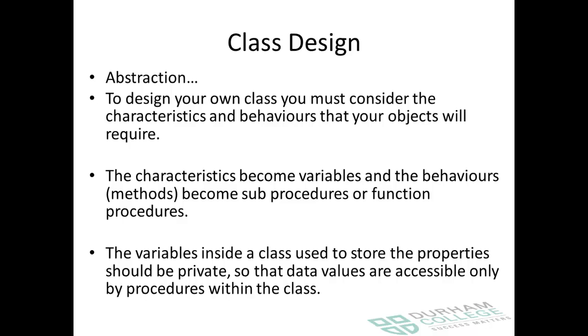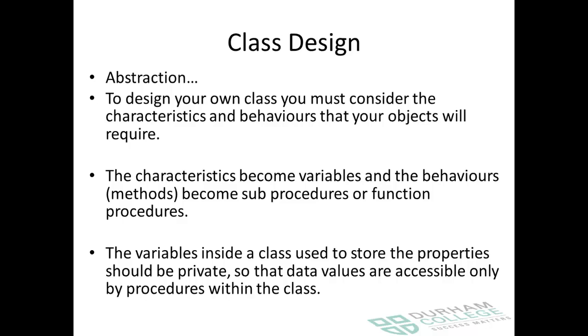Designing classes. First term we have to deal with is something called abstraction. Thinking about those characteristics and behaviors that your objects might require, that's the process of abstraction. And as you consider those objects, the characteristics themselves, so in the case of the dog, things like the breed, the color, the size, become variables. Those properties are variables, and the behaviors become sub-procedures or methods. We'll take a look in VB at properties, property procedures, and then of course methods, and then something else called a function procedure.